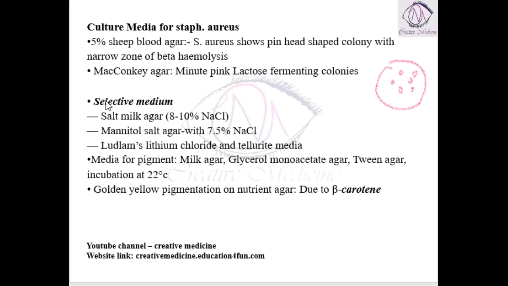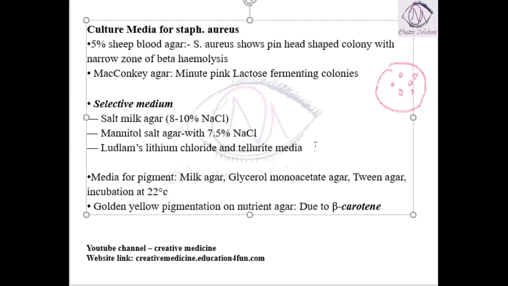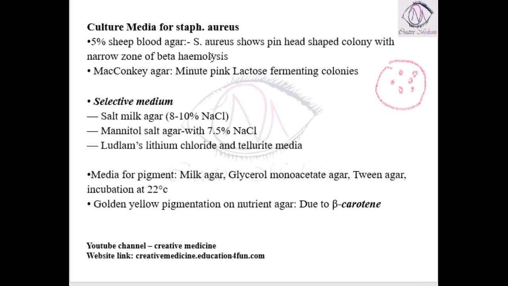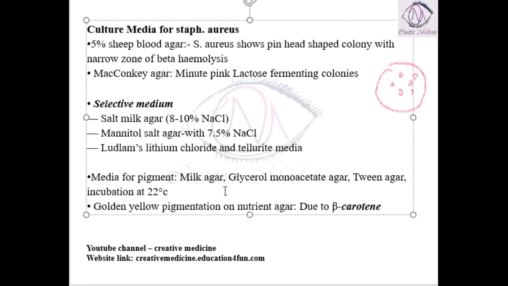But these staphylococci contain a keratin, beta carotene, and this beta carotene is responsible for the yellowish pigmentation, especially in the nutrient agar. So for the pigmentation, we can use milk agar or glycerol monoacetate agar or Queen agar with 22 degrees Celsius incubation. Then golden yellow pigmentation is seen on the nutrient agar due to beta carotene.